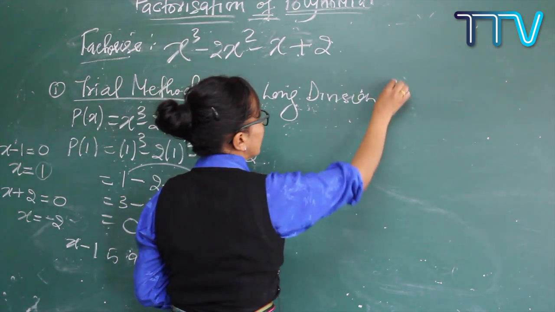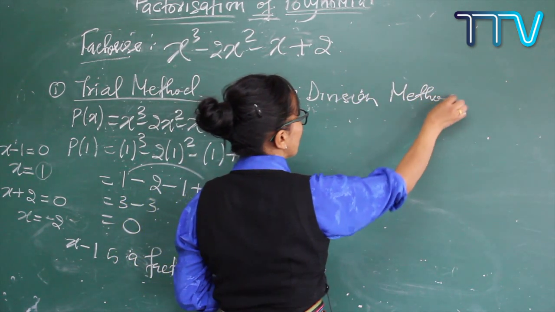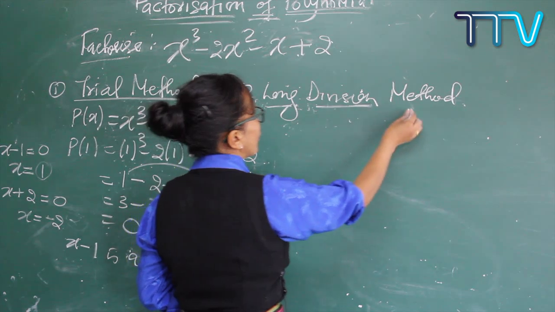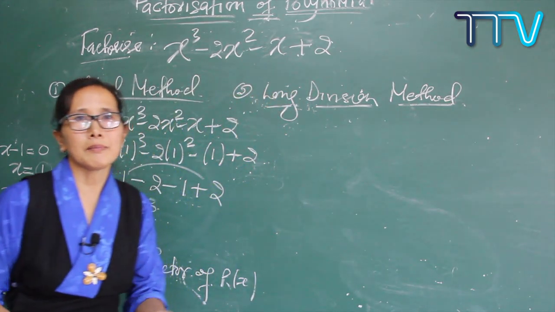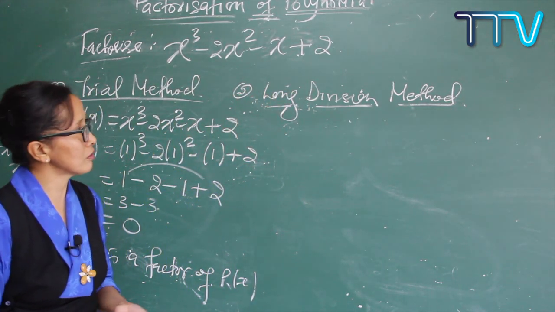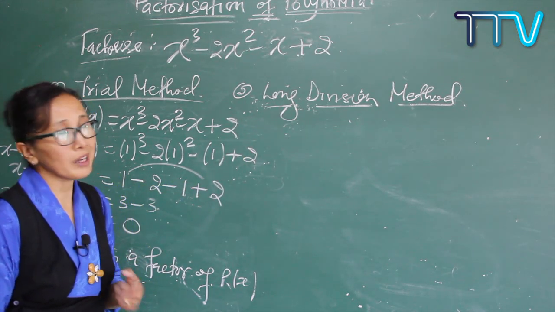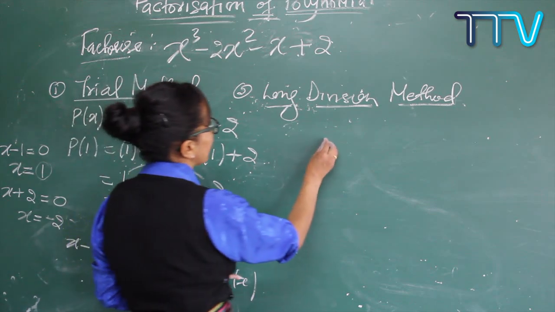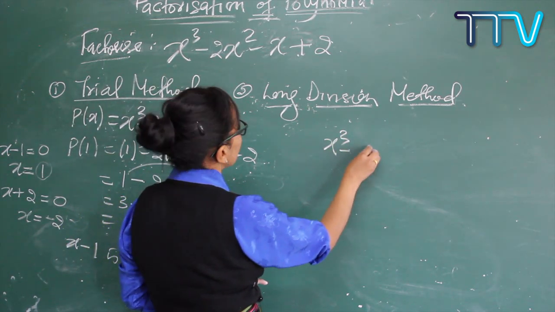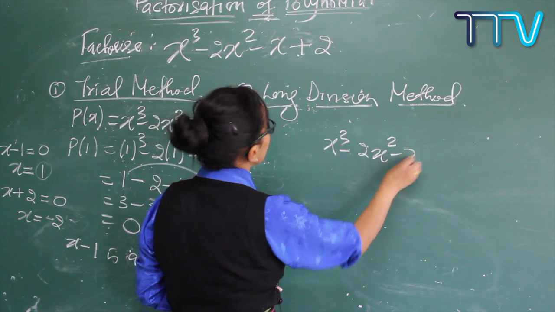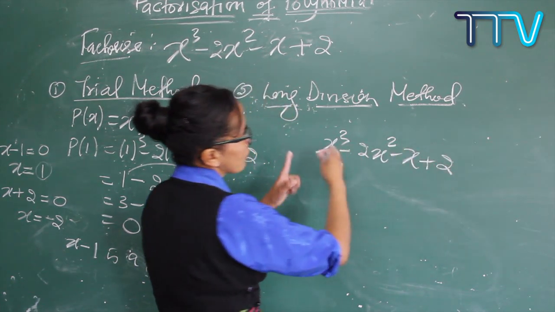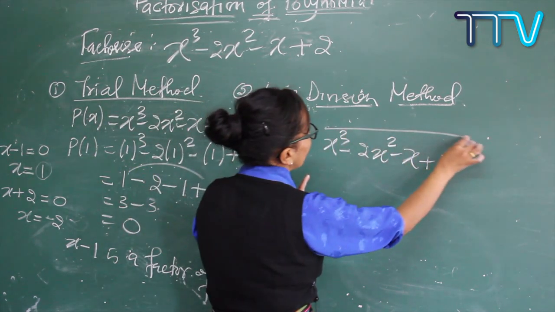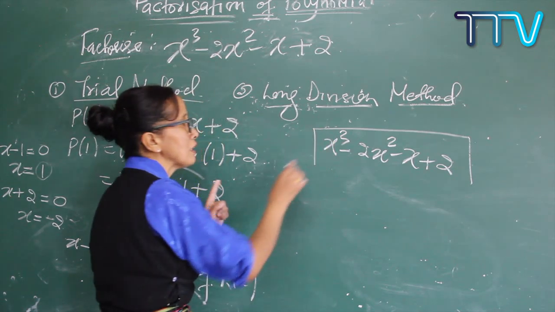Long division method that you have already done in second sessions. You use long division by finding the remainders of any polynomials. Understood? So when you get this one, you have to get one dividend, which is already given here. So your dividend has to be written down: x cube minus 2x square minus x plus 2. After writing down your dividend, if you are doing long division, you need one divisor.